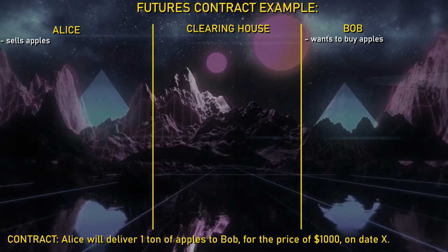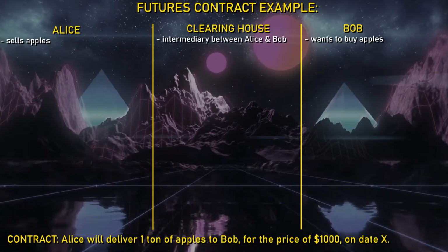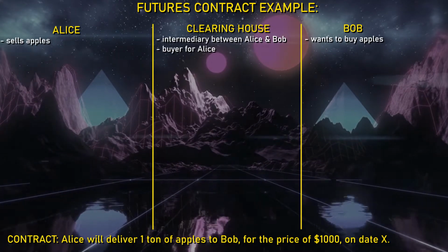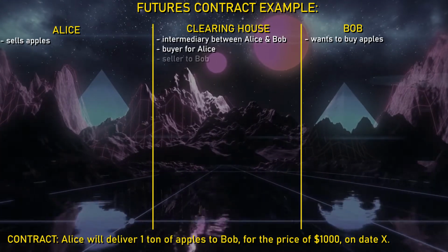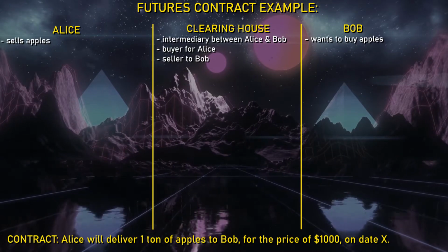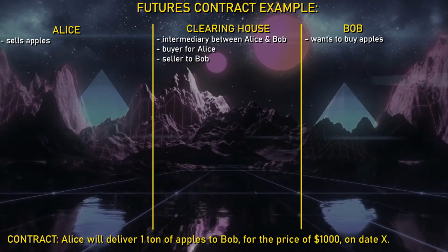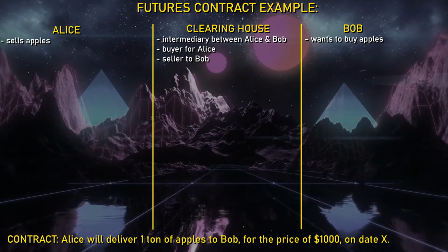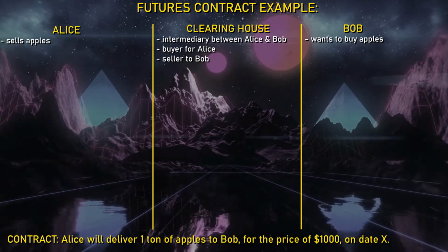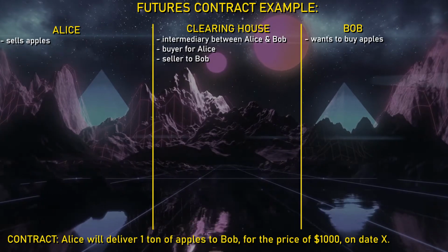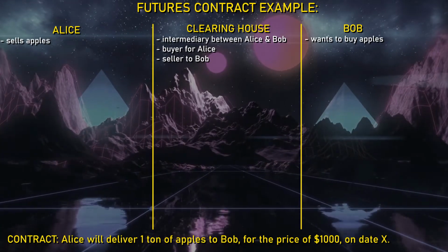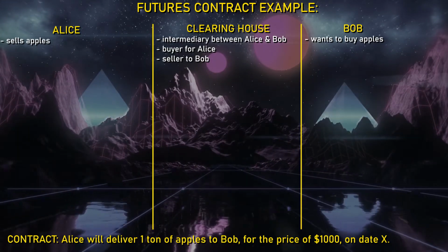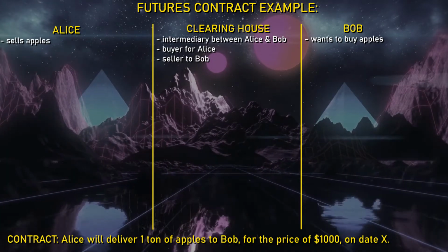First, it acts as an intermediary between Alice and Bob. Basically, it becomes a buyer for Alice in case Bob backs out, and it becomes a seller to Bob and oversees delivery in case Alice backs out. Technically, Alice doesn't have a contract directly with Bob, but with the clearinghouse. Bob also doesn't have a contract with Alice, but also with the clearinghouse. Even though the transaction is between them, they don't even have to know or trust each other because the clearinghouse takes care of everything.